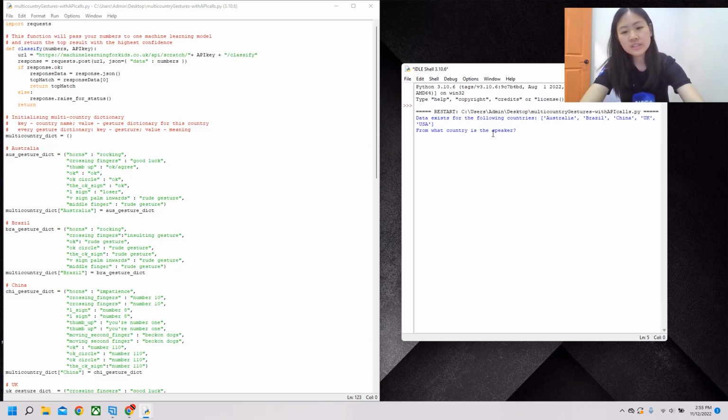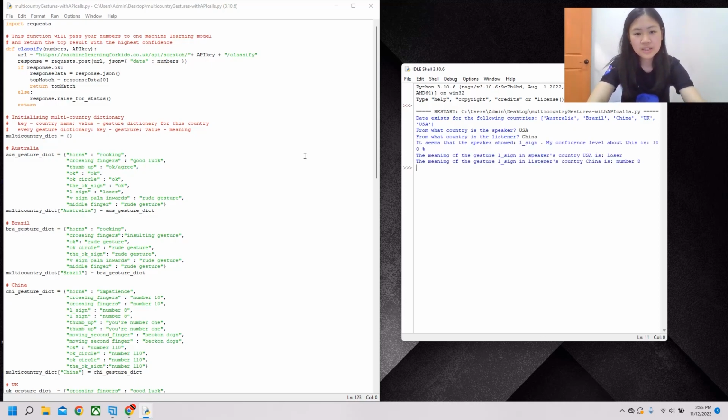So it firstly asks us what country the speaker who made the gesture is from. Let's use the example of USA and then press enter. Then it asks us what country the listener is from, and we could make an example of, say, China.